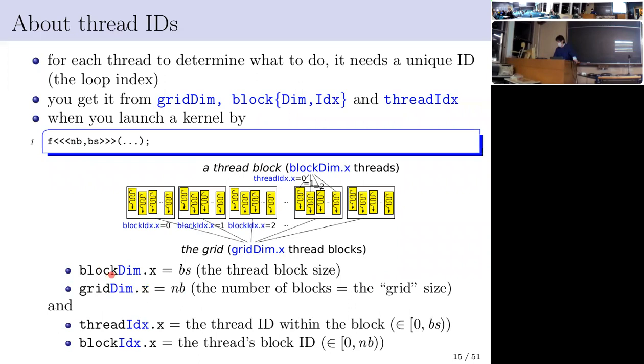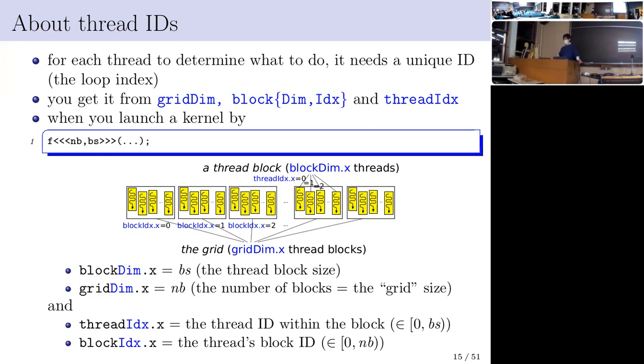And block dim gives you the dimension, the size of each block. That's why it is called block. So specifically, block dim dot x is the number of threads in each block. So dim means dimension, the size. One thing I just want to tell you, to make it easy to understand the whole thing.